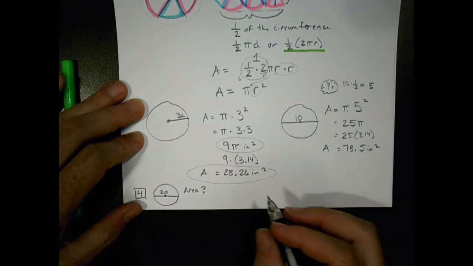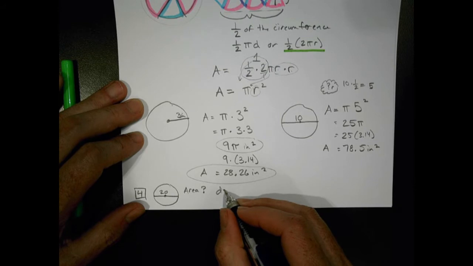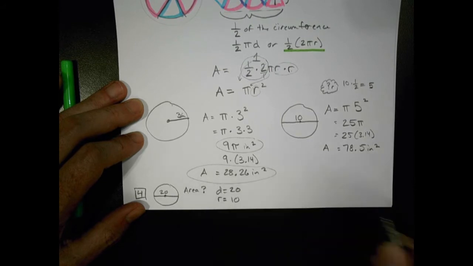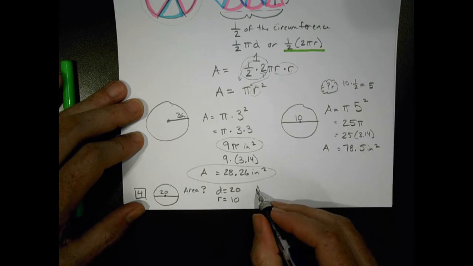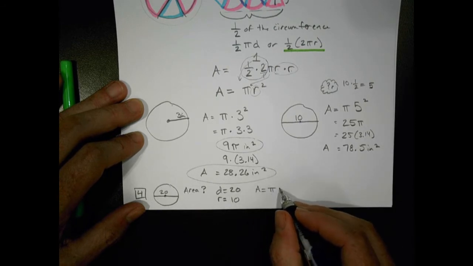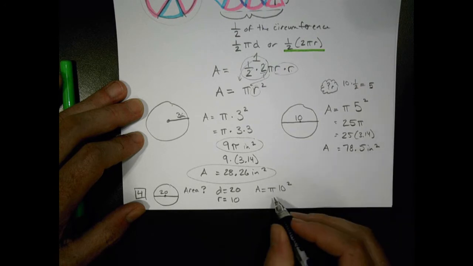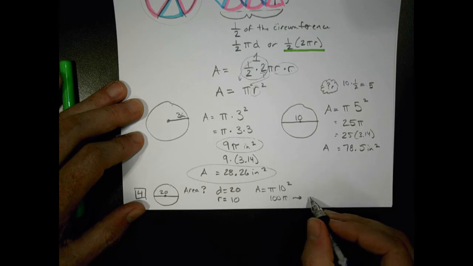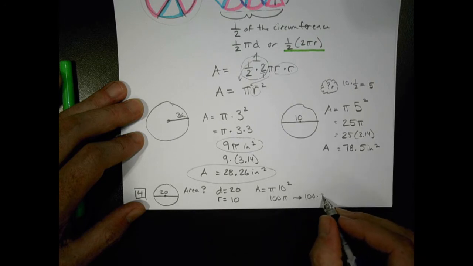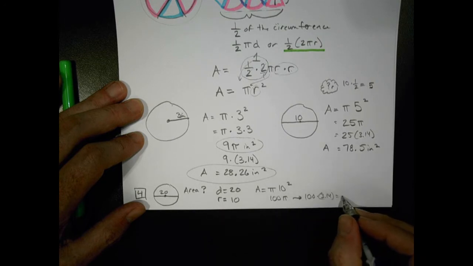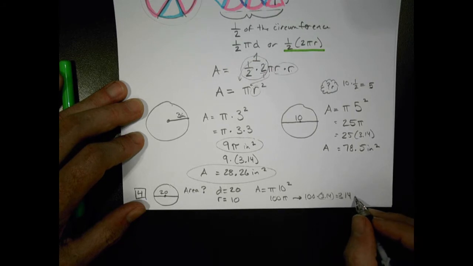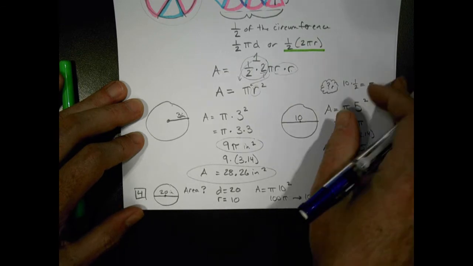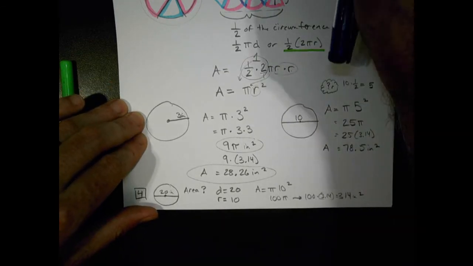All right, hopefully you got a good answer here. Let's see what you have. Now remember, this is diameter. The diameter is 20, which means the radius is half that, so the radius is going to be 10. The area is equal to pi times the radius squared. 10 squared is 100, so we have 100 pi. And if I put 100 times 3.14, we end up with 314. I guess I should have a unit here. We could say inches squared. All right, so that's some basics with some circles.